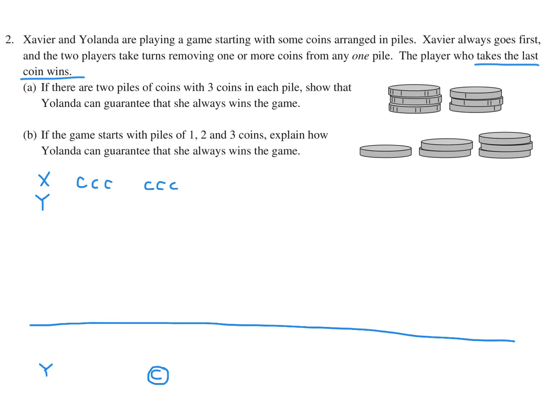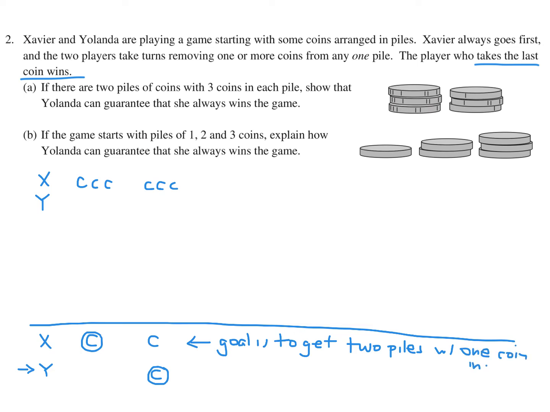Okay. So I think the only way that's possible is to have Xavier have a scenario where there's only 2 coins left, but 1 coin in each pile. Because if that happens, he has no choice but to remove 1, and that's how you get into this final situation. So our goal is to get 2 piles with 1 coin in each pile, just like I have shown here. Okay, so how do we do that?